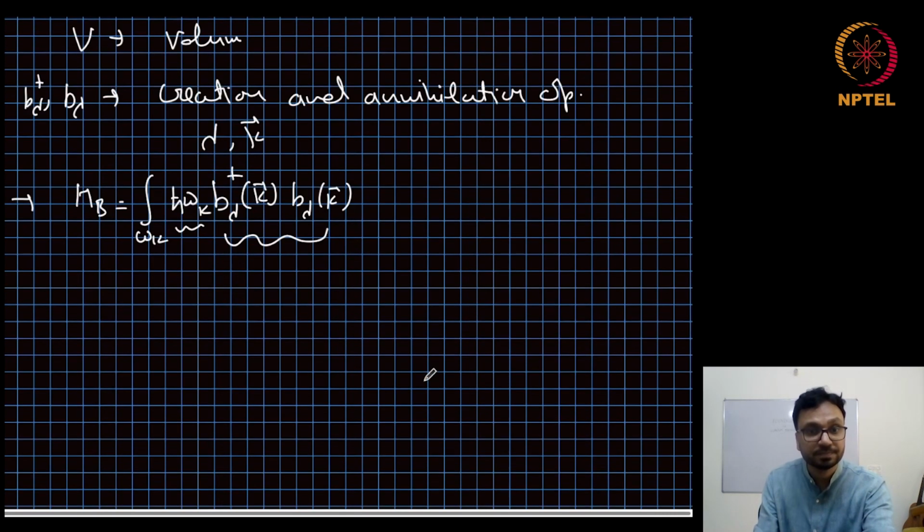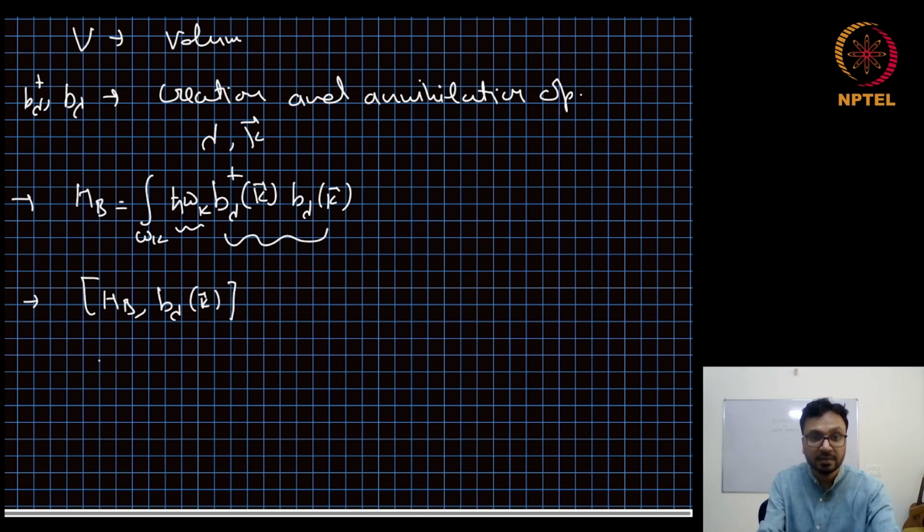Now from here, it is interesting that the commutation of H_B with b lambda dagger k, and the commutation of H_B with b lambda k, is minus omega k b lambda k and plus omega k b lambda dagger k.